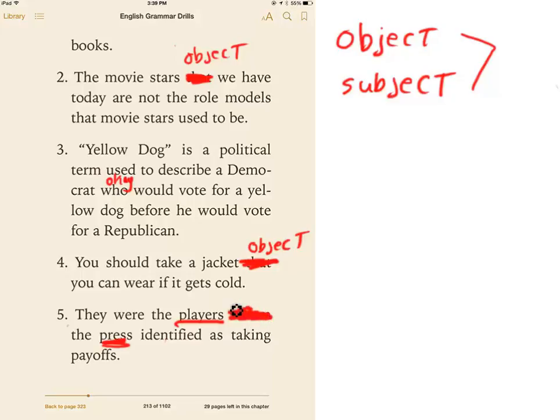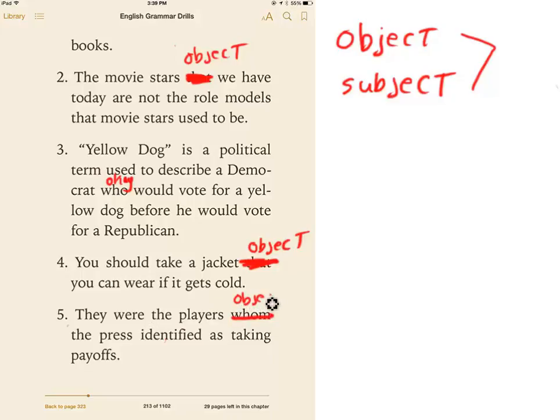Let's see if I can say it without it. They were the players the press identified as taking payoffs. Sure is. I can say it without that. All right. So I would cross this out, and I would put object.